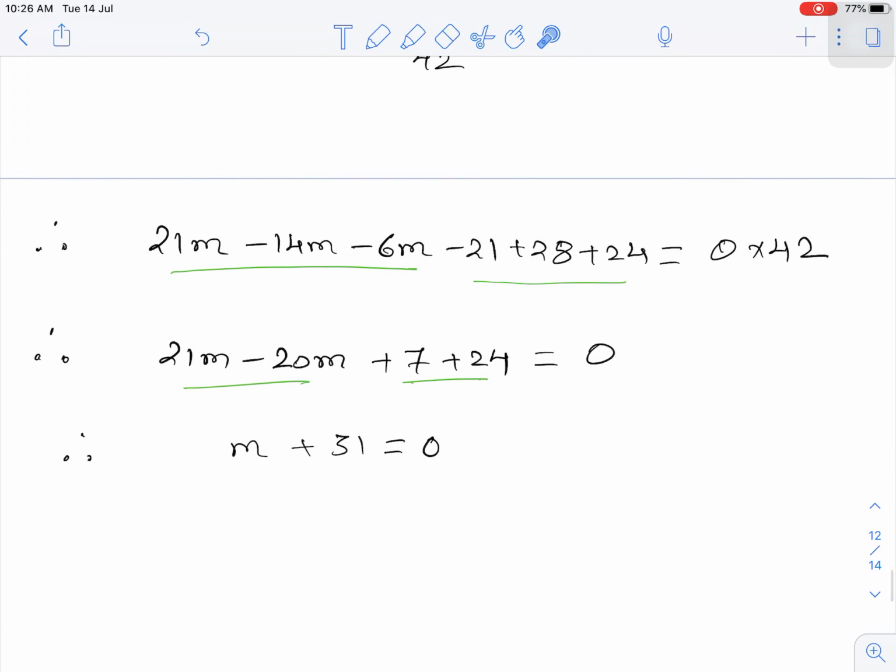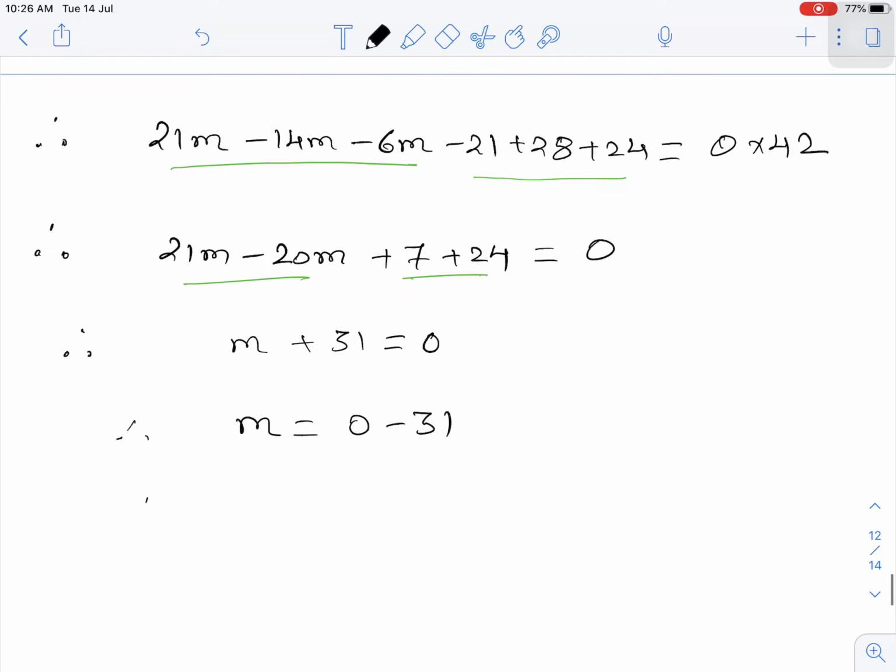Now what is the condition? We want the variable alone on left hand side, so what you will get, therefore m equals to, if this 31 goes on left hand side, it will become 0 minus 31, therefore m equals to minus 31 is our final answer. Okay, so this much is enough for today.